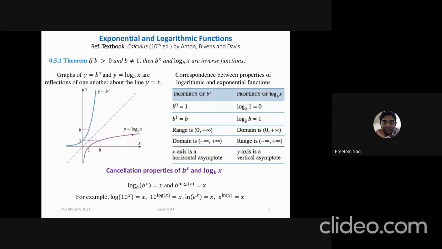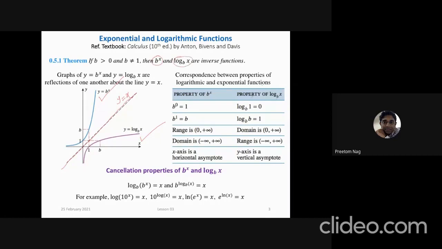We can prove this statement in two ways. One is mathematical formulation, the other is graphical representation. Graphically, if we draw y equals b to the power x and log base b of x in a single coordinate system, we can see this is the graph of log base b of x and this is the graph of y equals b to the power x, and they are reflections of each other about the line y equals x. So that is a graphical verification that b to the power x and log base b of x are inverses of each other.